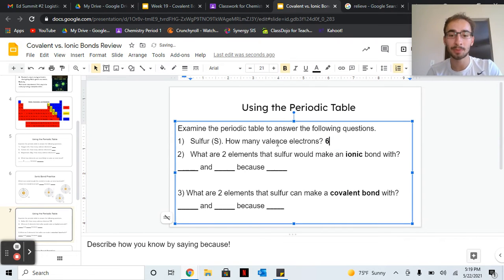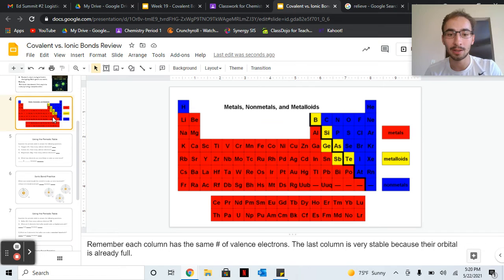That's very important. What are 2 elements that sulfur would make an ionic bond with? So, sulfur has 6. Remember, ionic bonds are all about getting a full orbital with 8. So, if sulfur has 6, it's going to look for an element that has 2 valence electrons, because 6 plus 2 equals 8. So, any of these elements in this column would give sulfur a complete orbital. So you could say Be, Mg, calcium, strontium, barium, radium, any of those. That entire column would work.